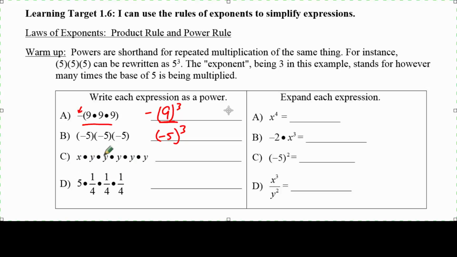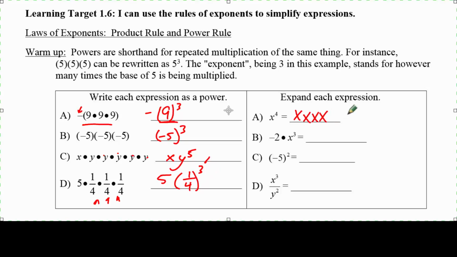Now this one has 1, 2, 3, 4, 5 y's, so it's x times y to the fifth. And that's all powers mean. It's how many of these things do we have. But you have to realize that this power implies these 3 different multiplications. So there is this comparison between exponents and multiplications. If you want to expand them, that's the easy way.